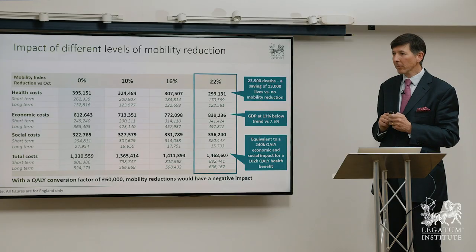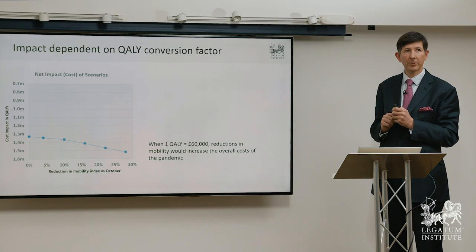So this suggests, under these assumptions, and as Philippa says, these are a set of reasonably well-grounded assumptions, but the government would have to do its own calculations. It appears that if we take the standard Green Book view of a quality-adjusted life year, take the best knowledge that we can get about the likely value of mobility reductions in impacting both the health and the economy, under this set of assumptions, reducing mobility by the mobility index by 22% would have had a negative impact. But this is not the only thing we have to consider.